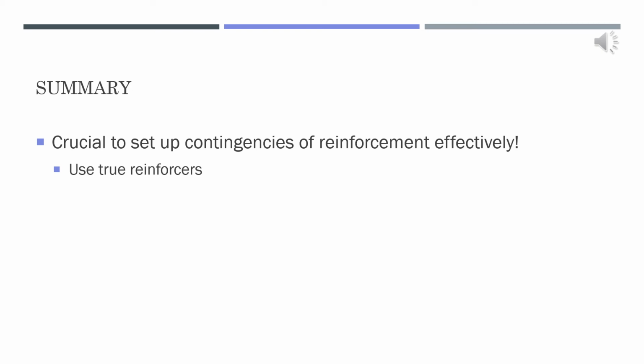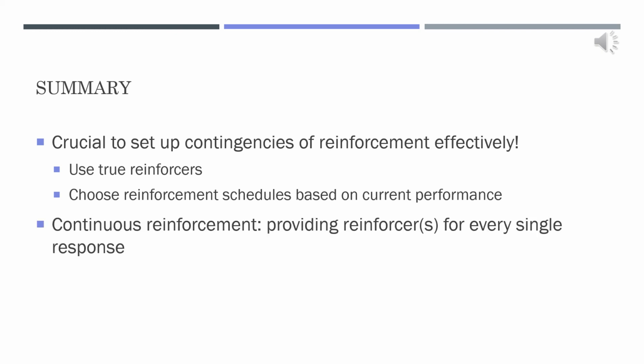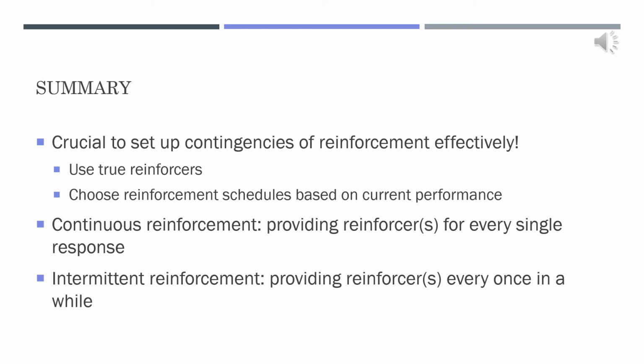You also must choose reinforcement schedules based on current performance. You should always consider continuous reinforcement for new skills and behaviors, and set up some intermittent reinforcement for mastered skills. Continuous reinforcement is when you provide reinforcers for every correct response the client makes, while intermittent reinforcement involves providing a reinforcer every once in a while.